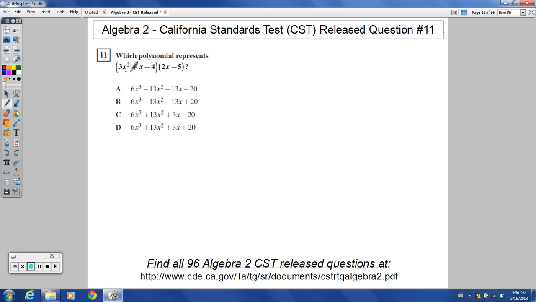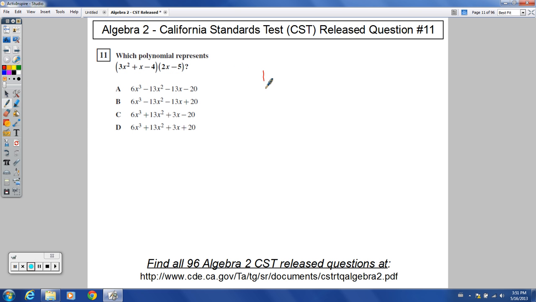One way is to take each term in this trinomial times each term in this binomial. So you can think of doing something like this, times both of those, and then this one times both of those, and then this one times both of those. That can kind of get messy if you do it like that though. So a lot of students prefer what I'm about to do here instead.